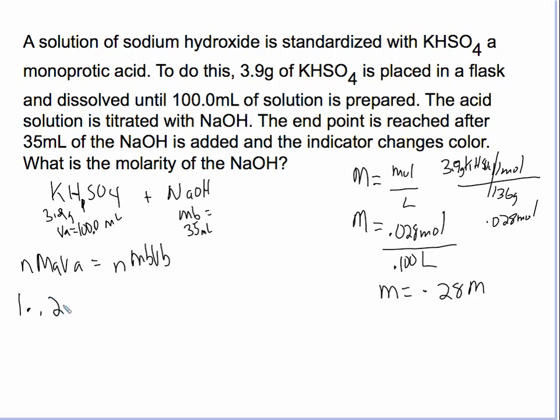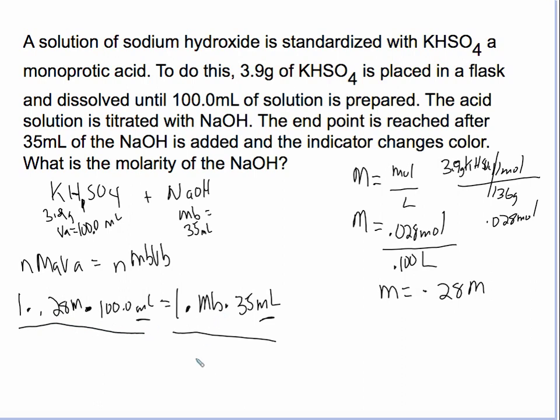Now we can go back to this equation and plug in our numbers. We know that that's 1. We just figured out the molarity is 0.28 molar. The volume of it is 100 milliliters. That's going to equal 1 for the base, times the molarity of the base, which we don't know, times the volume, which is 35 milliliters. One critical thing is if this is milliliters here, you have to make sure this volume here is milliliters. They have to be the same unit.